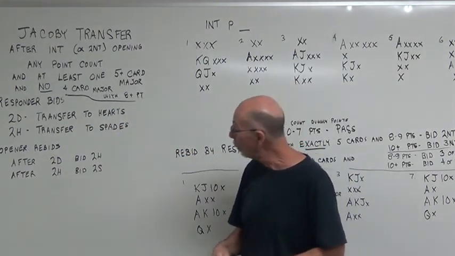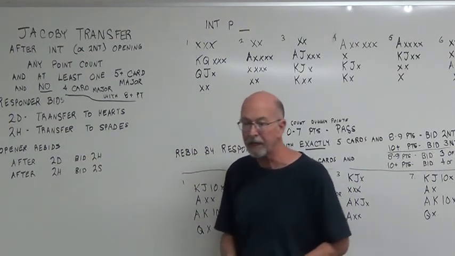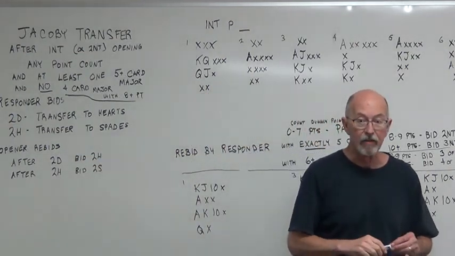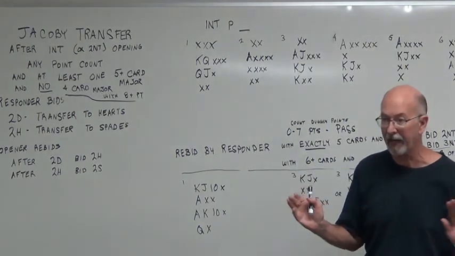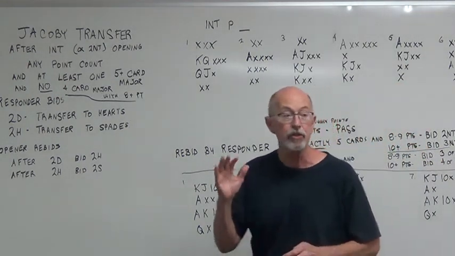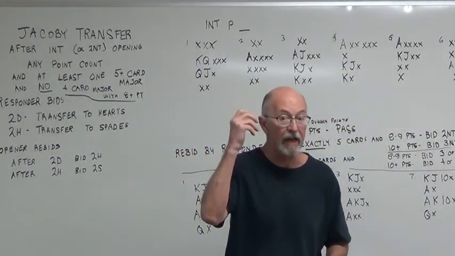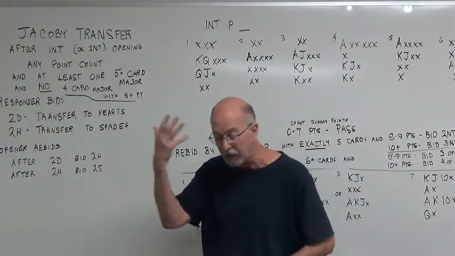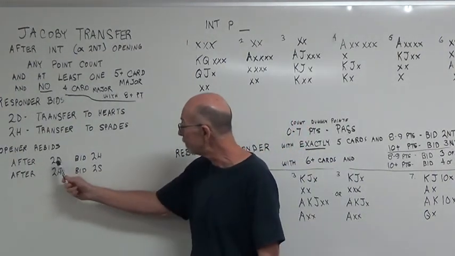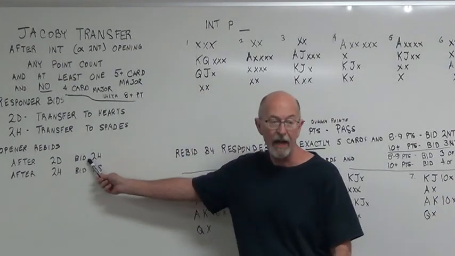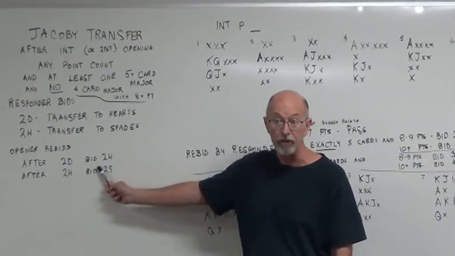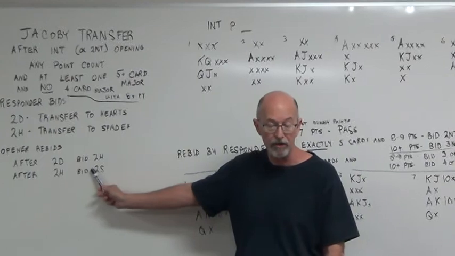And then the opener's rebid. The opener really doesn't even have to think. The opener is supposed to alert. So the first thing you do is say, transfer, say it out loud, and then if your partner bid you 2 diamonds, you dutifully lay down 2 hearts. You just completed the transfer to hearts.